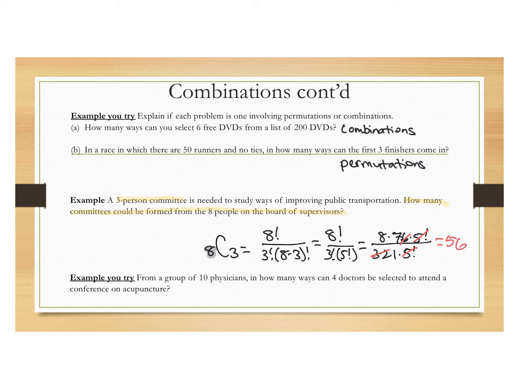Now remember to do nCr in the calculator. You would push the 8 first, you would push the math button, you would go over to probability, and you would select option 3, nCr. And then type 3, push enter, and it should give you 56. Now I would like you to try the example.